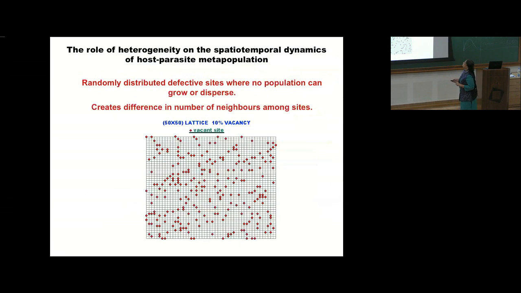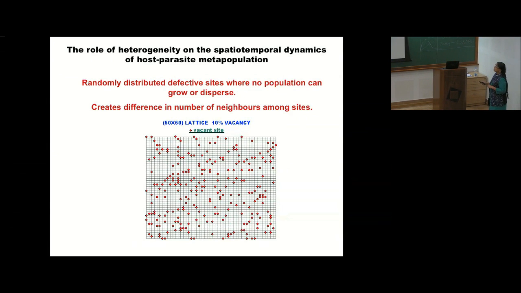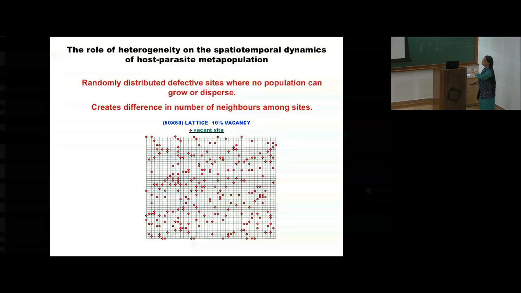There are two kinds of variations that we introduce. I mentioned heterogeneity earlier when I started. So we call these heterogeneities. There is one kind of heterogeneity where some lattice sites are vacant, like some regions where nothing can grow, nothing can move, okay? That's called vacancy, or defective sites. So randomly you can introduce 10% vacancy. If it's a 50 by 50 lattice, so 2,500 patches, of which 10% are vacant, randomly you can make that. It's just computational: select those randomly and say that on these lattice sites nothing can grow, nothing can move.